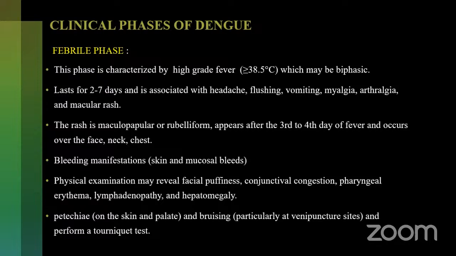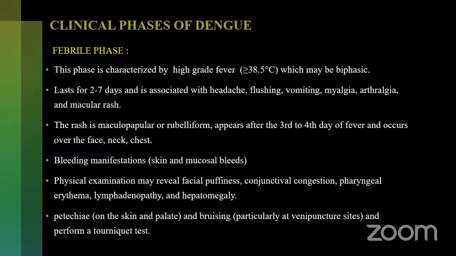So there are three different clinical phases of dengue. The febrile phase is characterized by high-grade fever more than 38.5 degrees Celsius, and the pattern of the fever is biphasic. It lasts for about 2 to 7 days and is associated with headache, vomiting, myalgia, arthralgia, and rash. This rash is characteristically a maculopapular or rubelliform rash, which appears after the third and the fourth day of fever, and it occurs over the face, neck, and chest. Bleeding manifestations, mostly mucosal and skin bleeds, can be seen, but depends on the severity with which the patient presents.